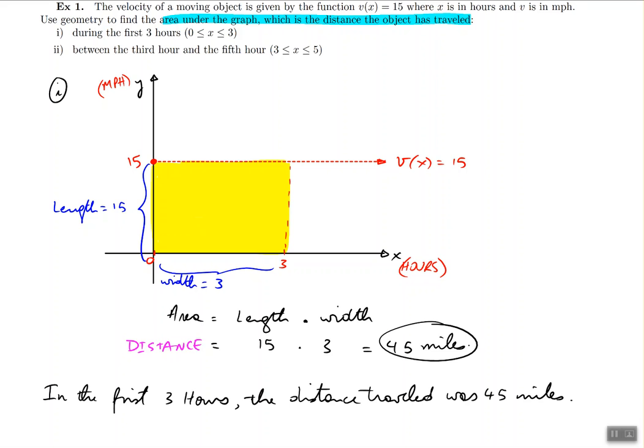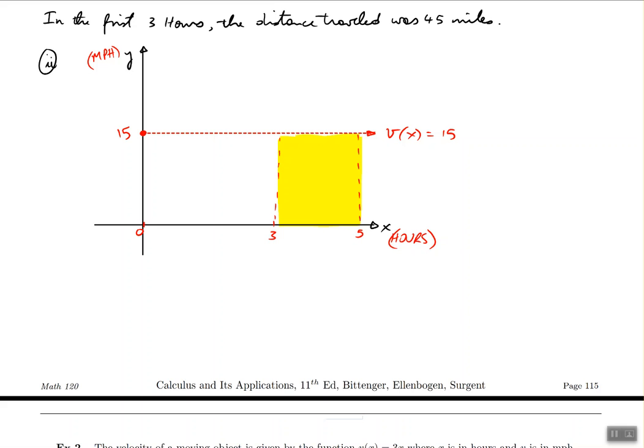Now the next part of the question asks, what's the distance traveled, or what's the area under the curve between the 3rd hour and the 5th hour? So between x equals 3 and x equals 5. Let's redo the graph and figure out what the new calculation is going to look like. This time our rectangle is shifted a little more to the right, but the area we're looking for is again the area of a rectangle, which means we have to multiply the length by the width.